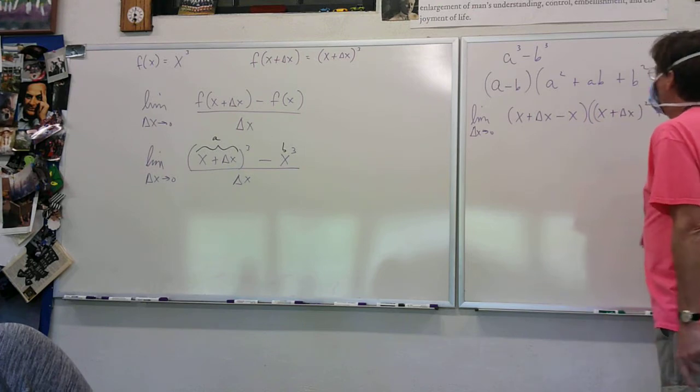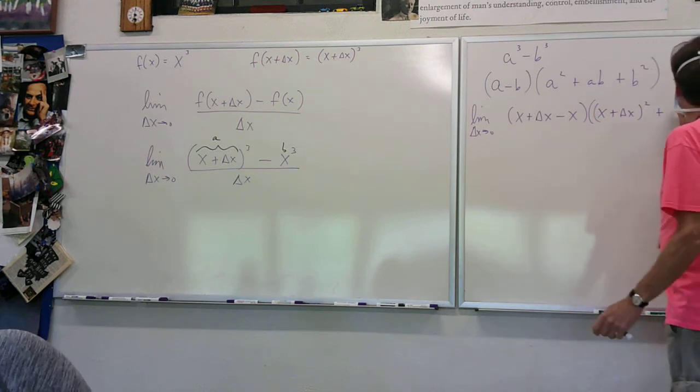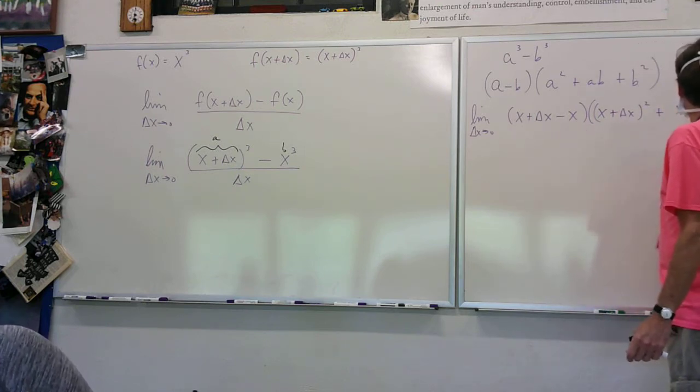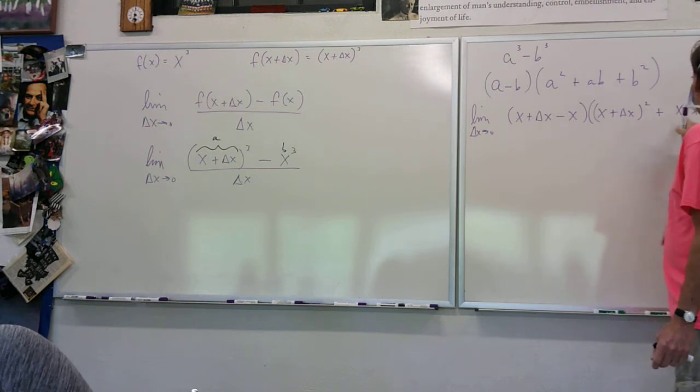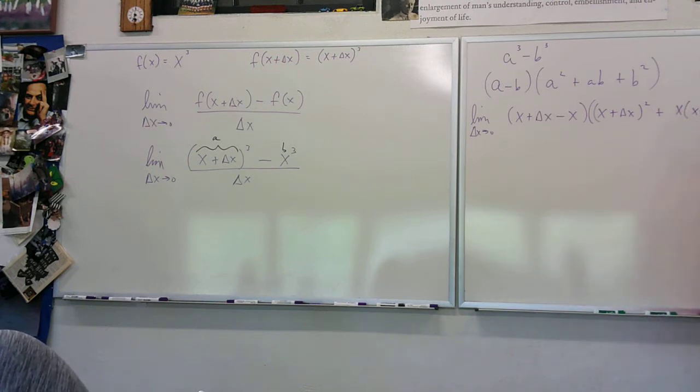Plus, and I'm going to change the order. I'm going to put the x in front of the x plus delta x. So I did b times a plus x squared. So there's your a minus your b.